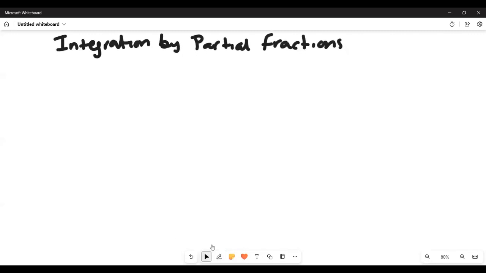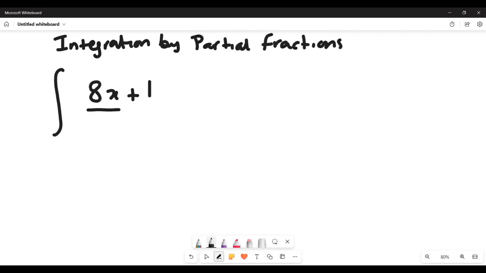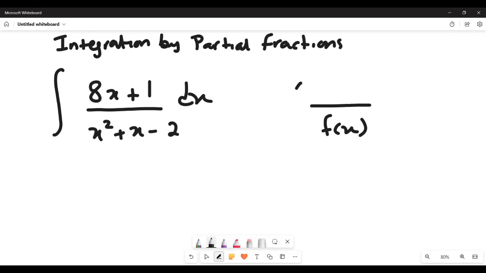So when you get questions like this, 8x plus 1 upon x squared plus x minus 2 dx. Now the first thing you should check is, since we're given a function in the denominator, okay, do we have its derivative in the numerator? If you do, then that equals ln f(x) after integration.